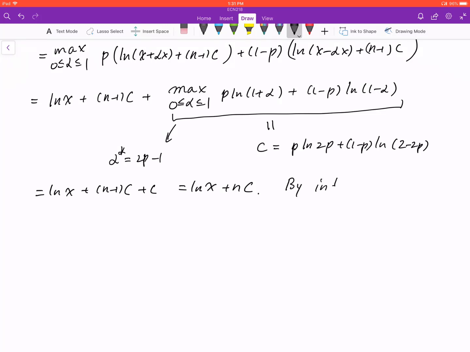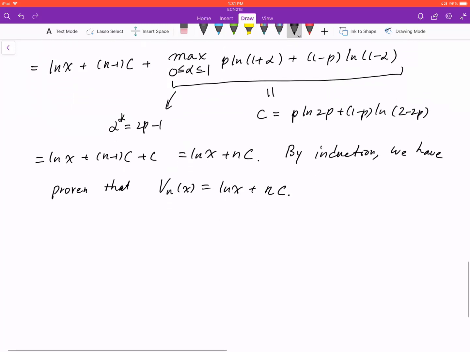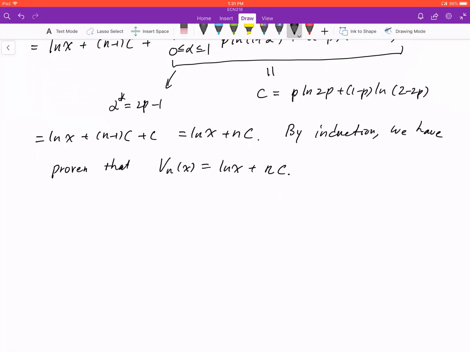So by induction, we have proven that vn of x is log x plus nc.